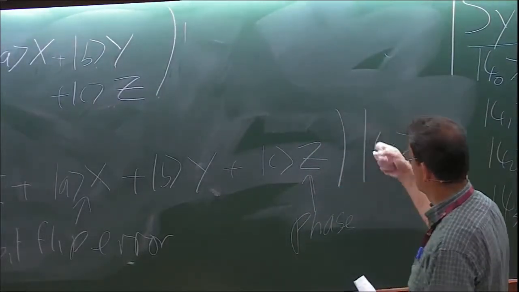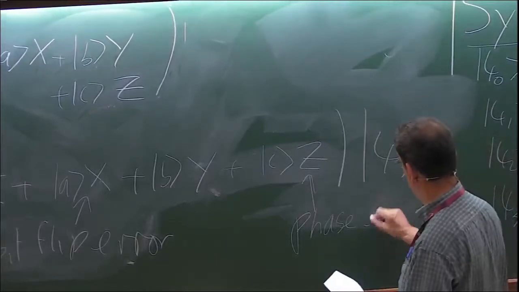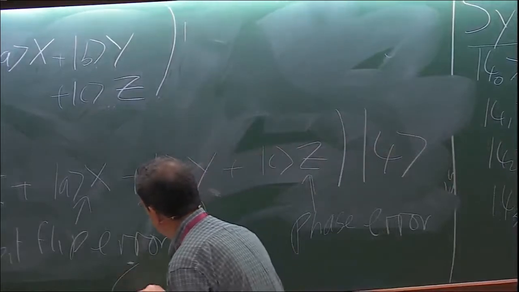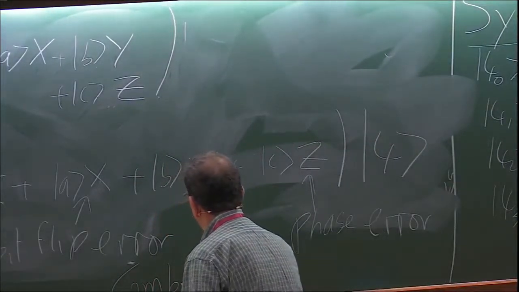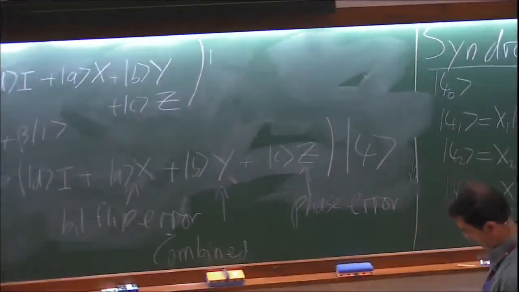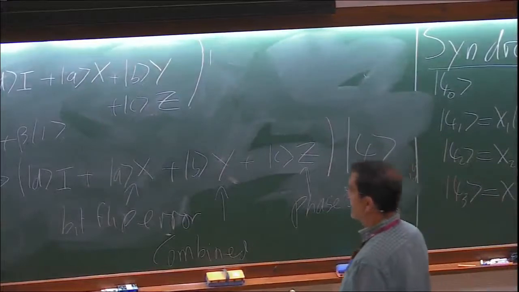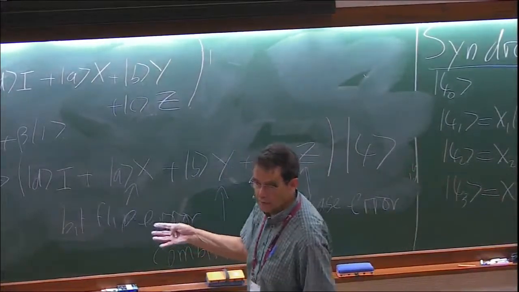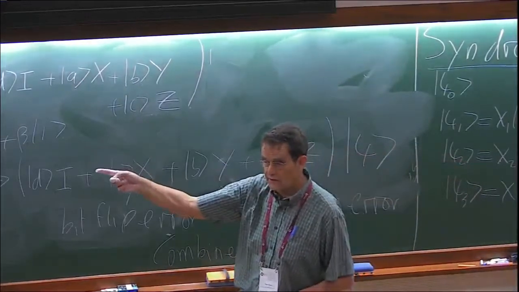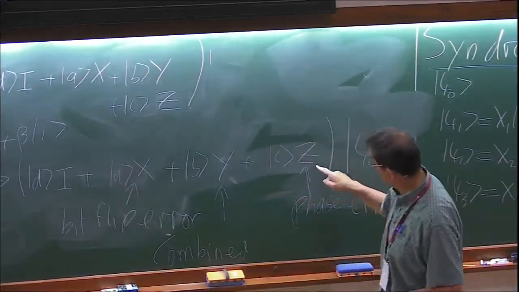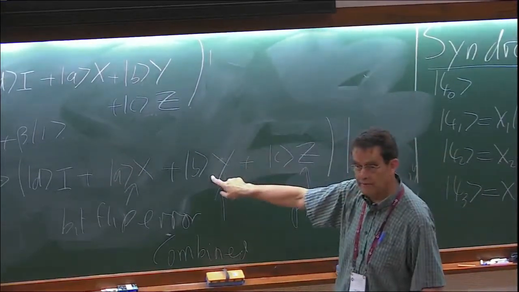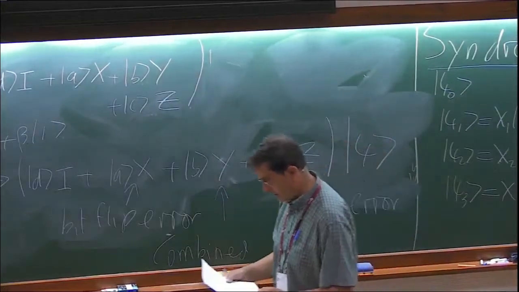So X flips the bit. Z, as we discussed, gives a phase error. The relative phase of the 0 and 1 piece is flipped. And Y is a combined phase and bit flip error. So these are the errors we're going to have to correct. Bit flip error, we already discussed that, but we now need additionally to include phase error and a combination of bit flip and phase. We've got to correct all these.